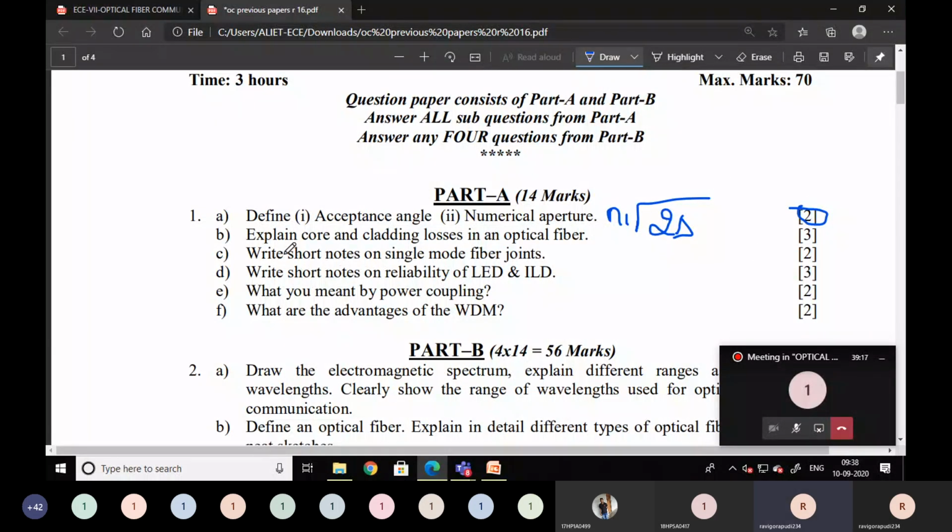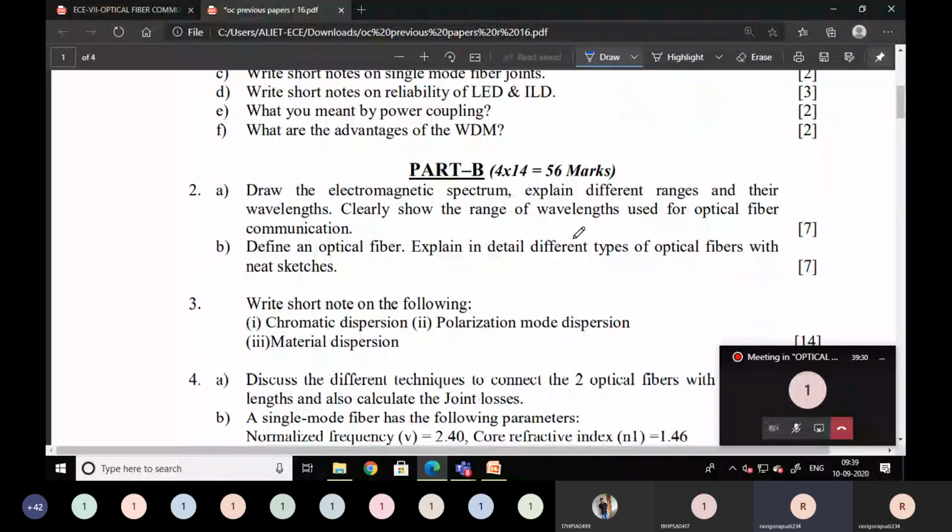Then the second one, explain core and cladding glass. This is the second chapter. We'll discuss later. Right now I'm discussing only the first chapter. From each chapter we have 1 question. So for the first chapter, this is the question: acceptance angle and numerical aperture.